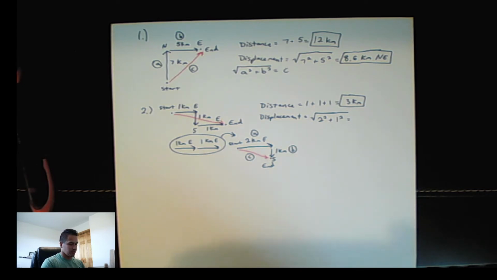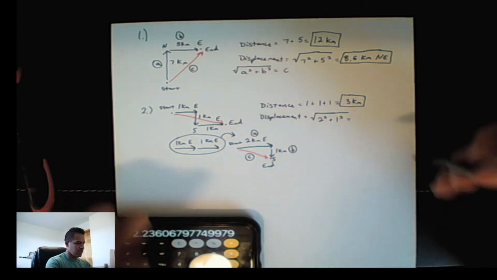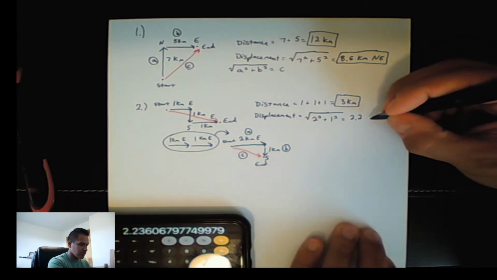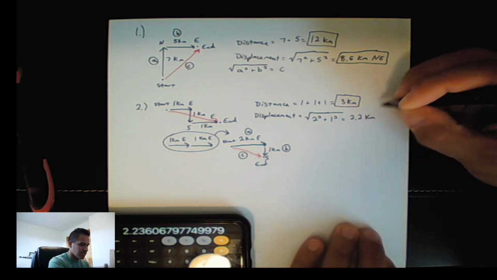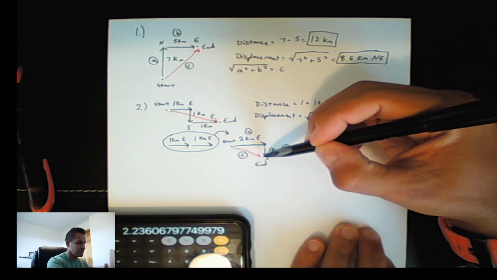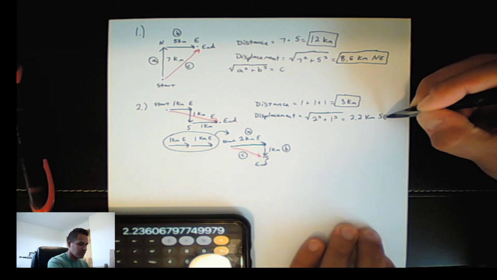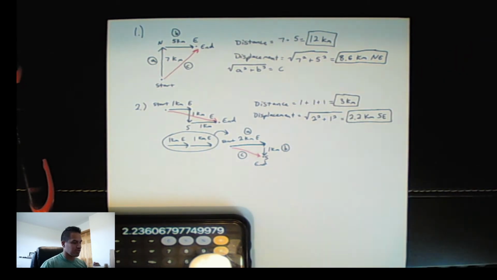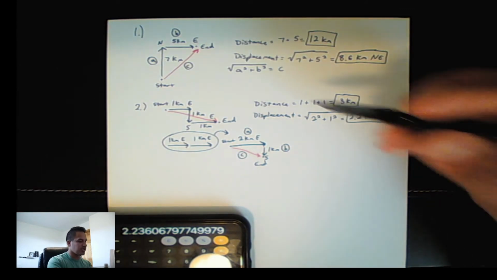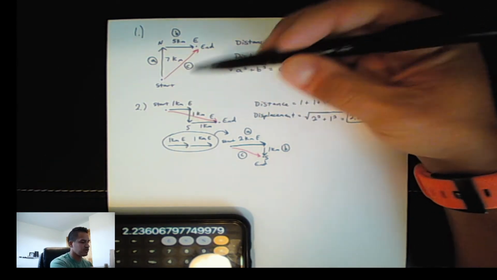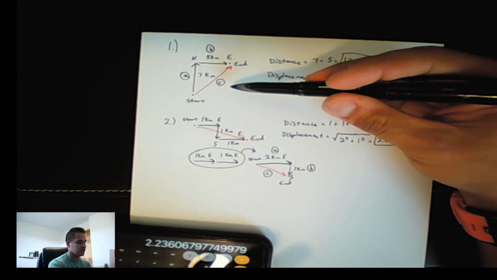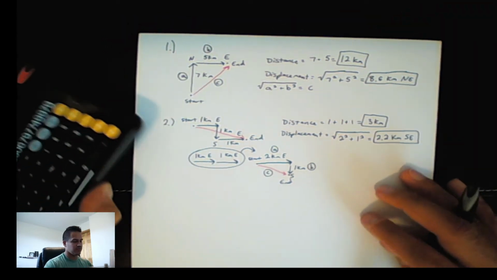2 squared plus 1 squared, and then square root, and I get 2.2 kilometers, and then the direction is southeast. Okay, so southeast. And there is our displacement. Piece of cake. That was a little bit trickier because we had to simplify down our drawing, but once we simplify it, it basically turned into the same kind of thing that our first one did, where we just had a triangle, and we went from there.